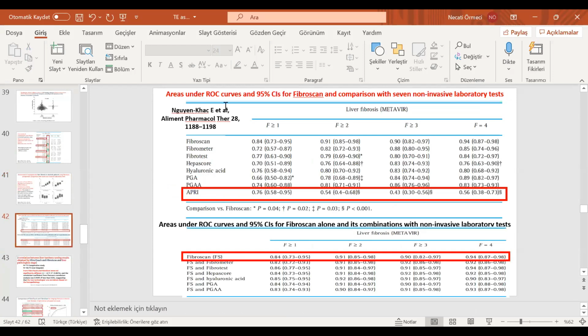Areas under the ROC curves and the 95% confidence intervals for FibroScan in comparison to 7 non-invasive laboratory tests. This was reported by Nguyen et al. When you see the FibroScan results for F1, 2, 3, and 4, FibroScan is the best option for the diagnosis of fibrosis. In contrast, APRI is less sensitive for diagnosing F1, F2, F3, and F4.